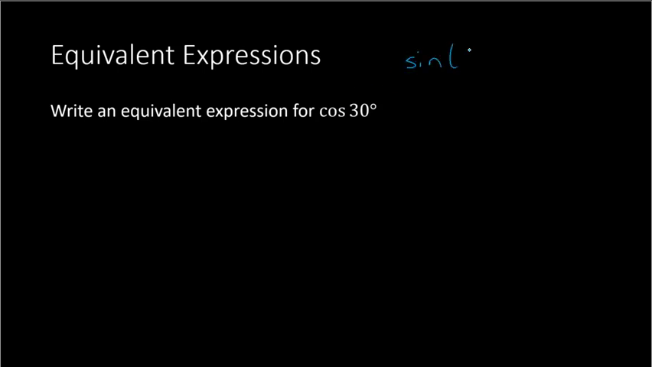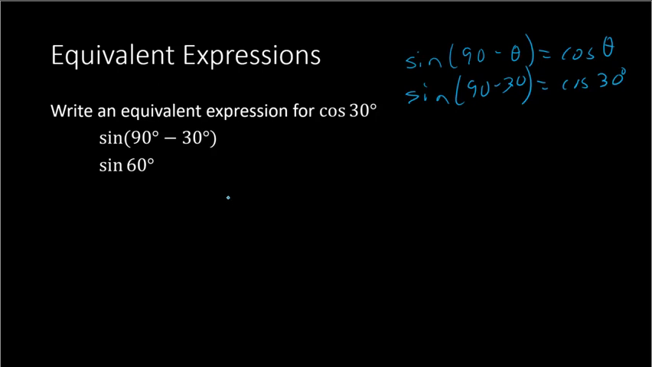So now let's take a moment and use what we just talked about to write an equivalent expression. Here we're trying to write an equivalent expression for cosine of 30 degrees. Now we said that the relationship between sine and cosine is that sine of 90 degrees minus theta is equal to cosine of theta. So in place of theta, we plug in 30 degrees. So cosine of 30 degrees is equal to the sine of 90 minus 30, which would be the sine of 60 degrees. So that would be the equivalent expression to cosine of 30.